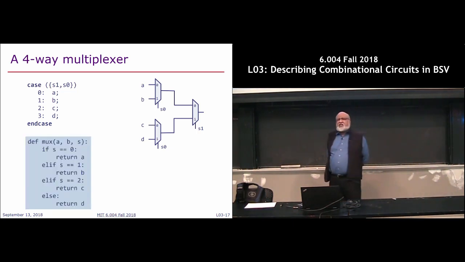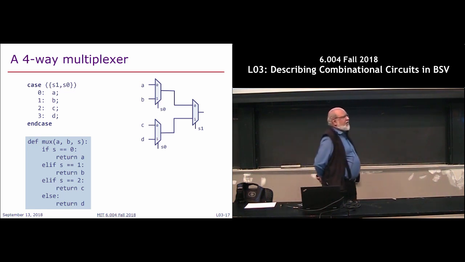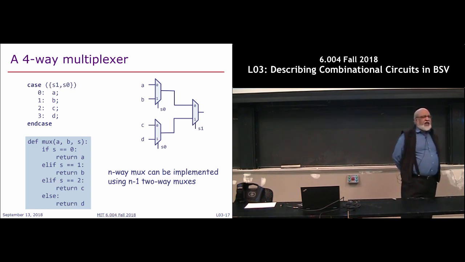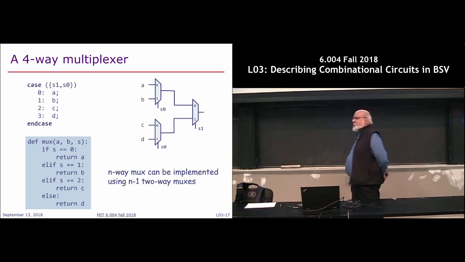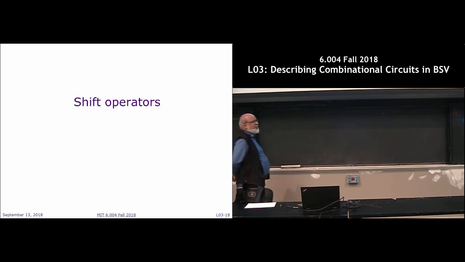You could have written the case statement in Python in something like this. Okay, an N-way mux can be implemented using N-1 two-way muxes. All I'm trying to suggest is that we can go from gates to building a two-way mux. From a two-way mux, we can build a four-way mux. We can build as big a mux as you want, just throw more hardware at it. More and more circuits are needed to realize this.